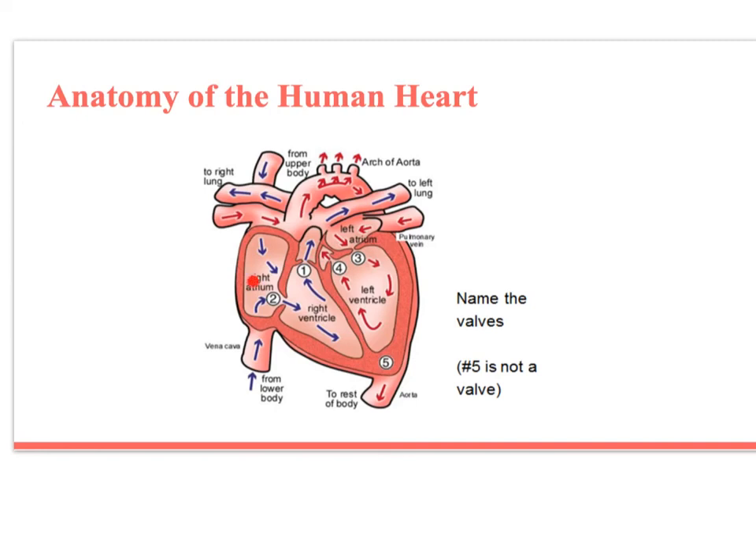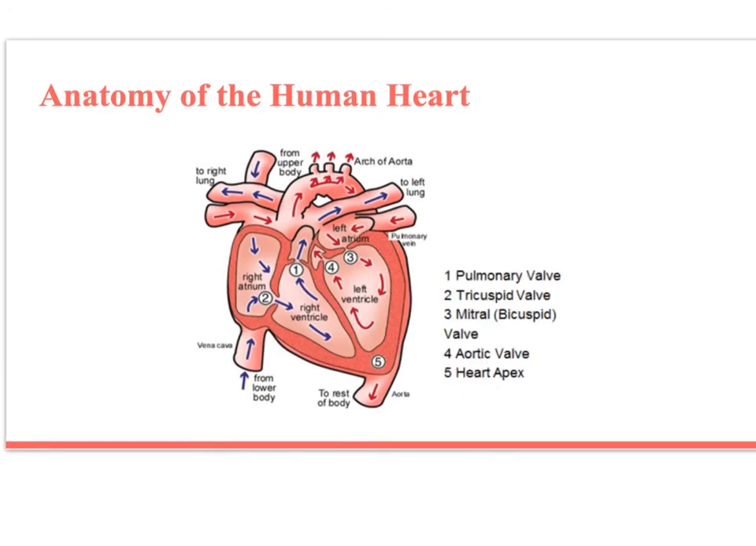Okay, so something in between the atrium and the ventricle would be 2. Leaving the right ventricle, going into the pulmonary circuit would be right there for 1. 3 would be entering the left ventricle. 4 would be leaving the left ventricle. So I'm going to pause this here, and you can see if you got it on the next slide.